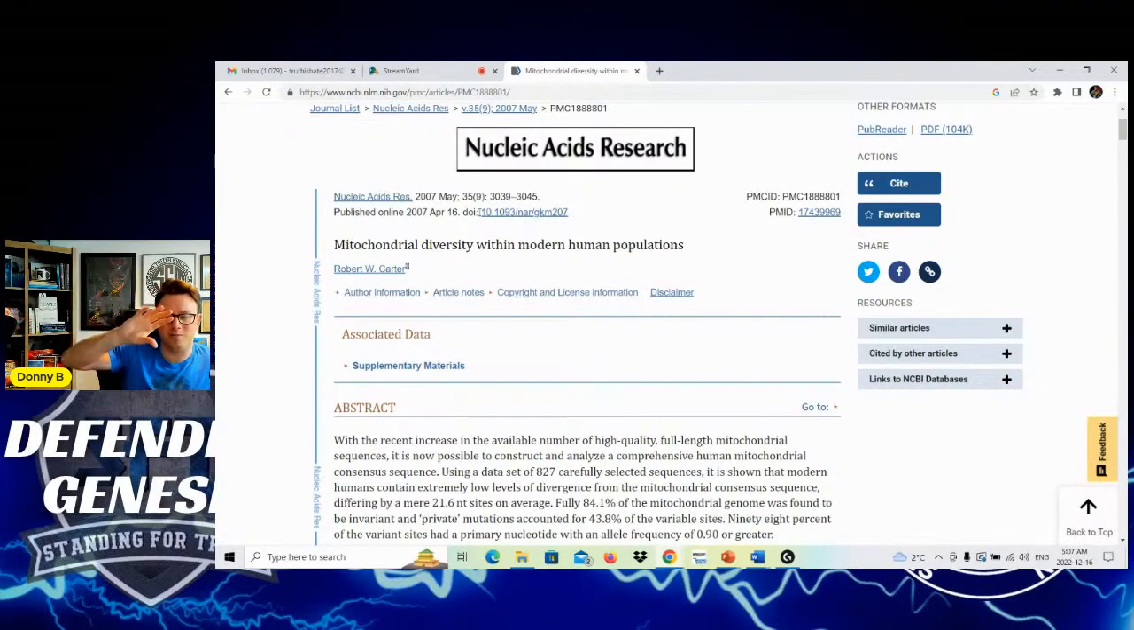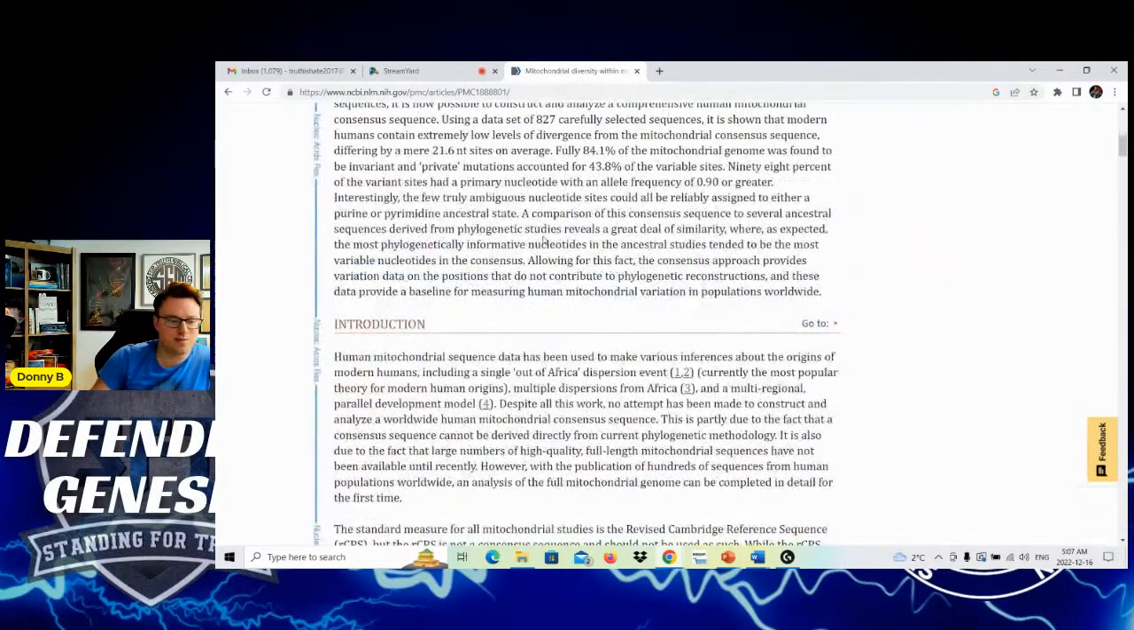Because remember, you have people accumulating mutations, diverging from one another. That's why between any two people, you have roughly 20 to 25 DNA differences separating any two people. That's a very small amount. That's trivial. And so by looking at this, we can find a consensus sequence. And that's what he found here.